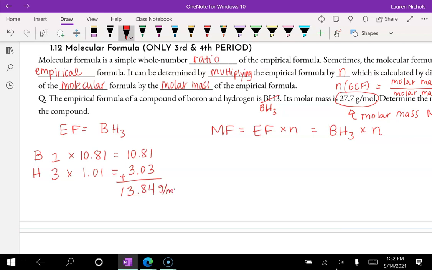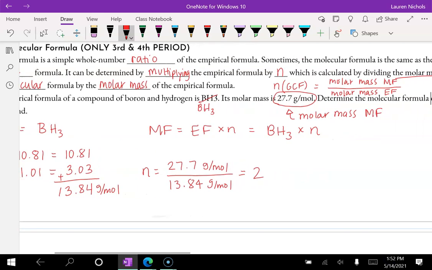13.84 grams per mole. So that means for N, we take the molar mass of our molecular formula, which we get from our problem, 27.7 grams per mole, and we divide it by 13.84 grams per mole. And when we do that, your calculator gives you 2.00, so basically it's 2. Your greatest common factor is 2.